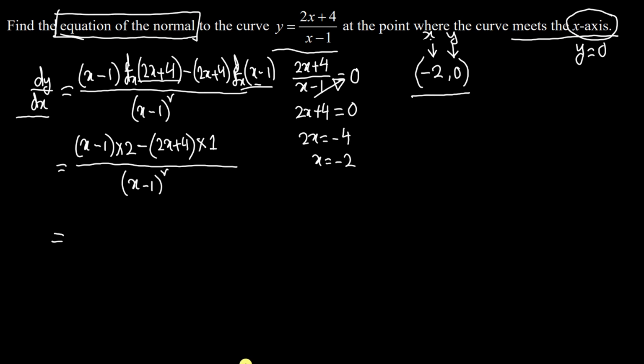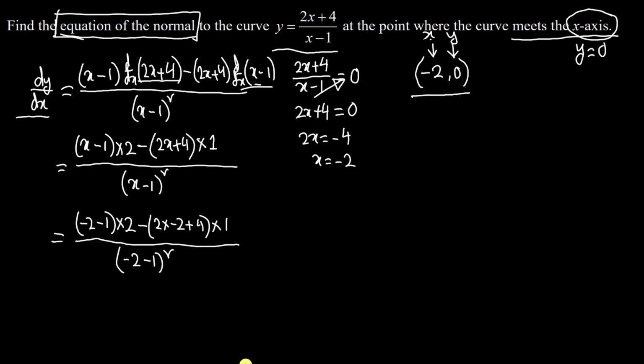Let me put the x value here. So if we put the x value, on the top we can write minus 2 minus 1, then plus minus 2 into minus 2 plus 4 on the right side, then into 1. Instead of x we put the value, then minus 2 minus 1 whole square. So we can simplify it more.